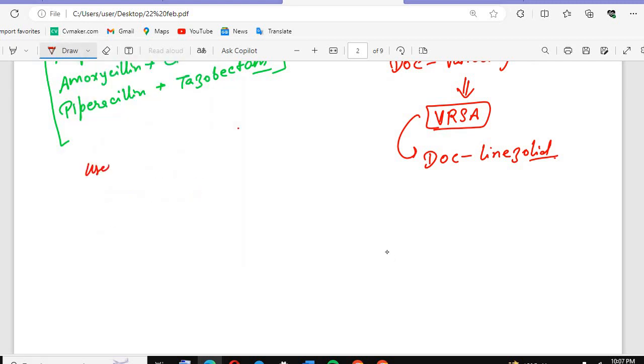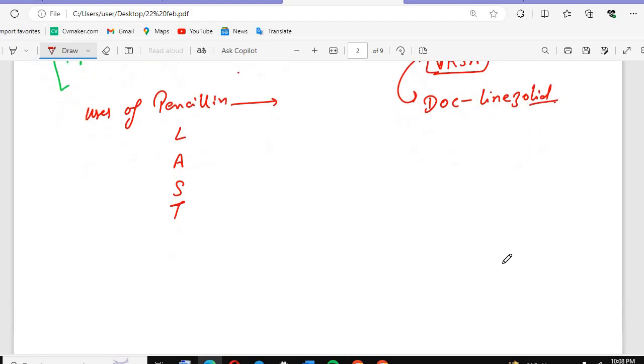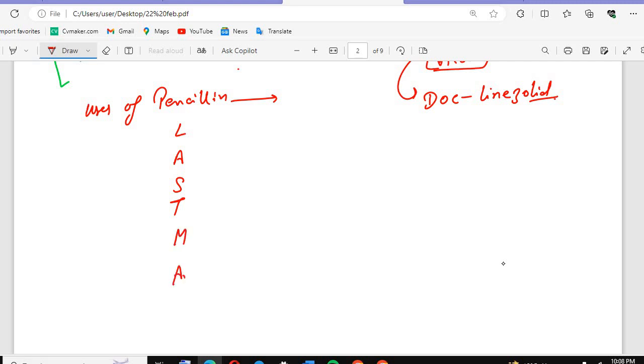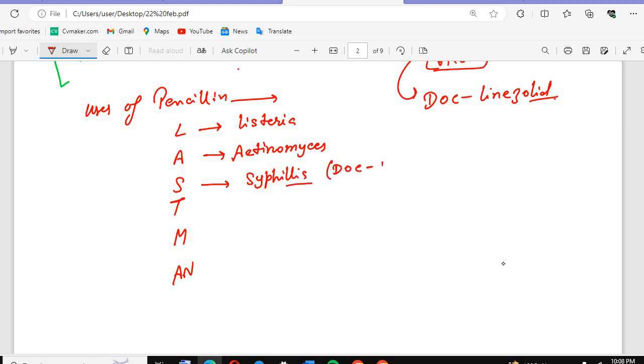So the uses of penicillin. Remember, the uses of penicillin is the last man. L for Listeria. A for Actinomyces. S for syphilis. For syphilis, the drug of choice is benzathine penicillin.